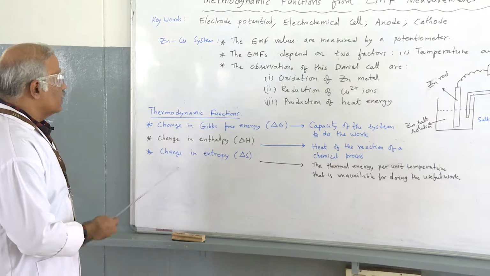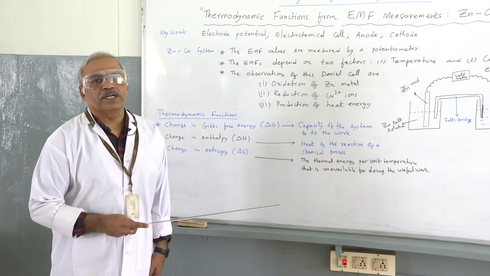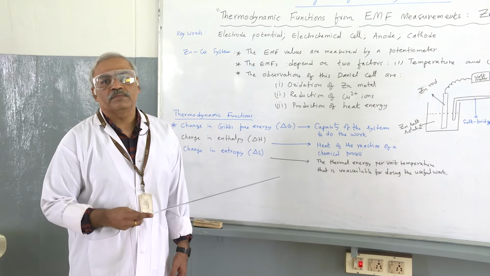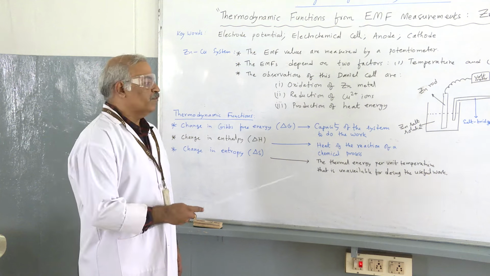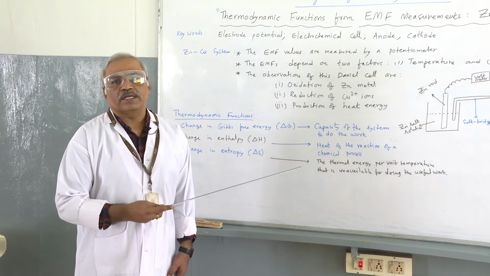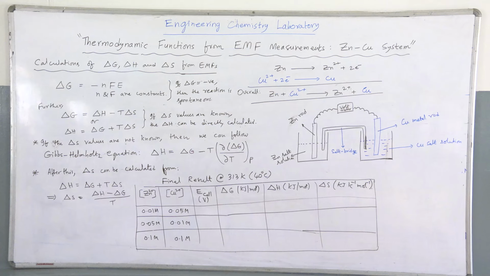The third one is the change in entropy, that is the thermal energy per unit temperature that is unavailable for doing useful work in the system. The physical significance of delta S is the randomness in the system, or the degree of randomness.